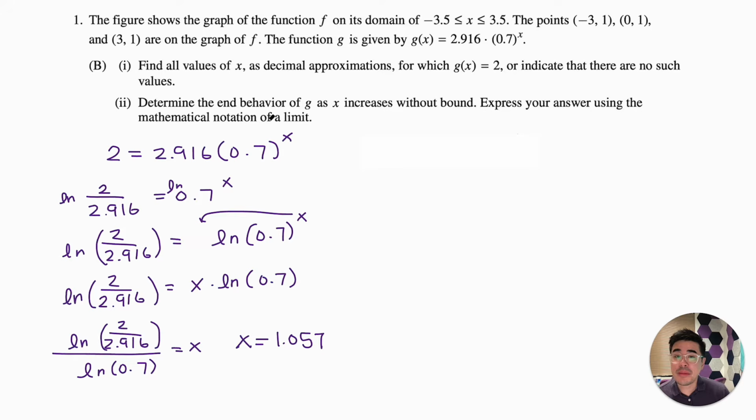Part 2, determine the end behavior of g as x increases without bound. This is very much like the sample test that I did earlier, but this is asking for the limit as x approaches infinity. And so you'd want to plug in your function here. And notice that this is an exponential decay graph. An exponential decay graph has a base less than 1 but greater than 0. And whenever you have an exponential decay, your limit as x approaches infinity becomes 0.